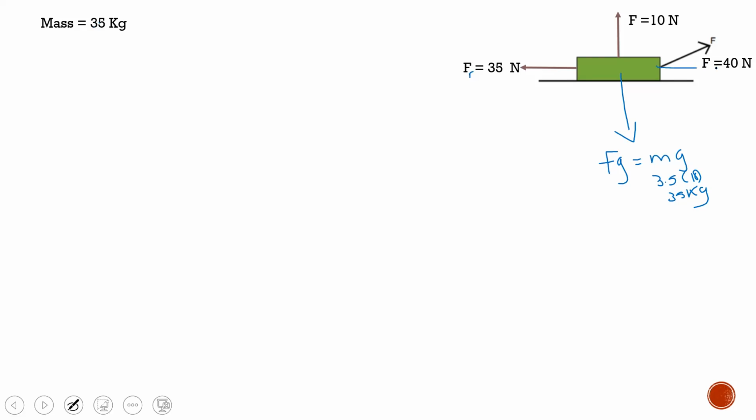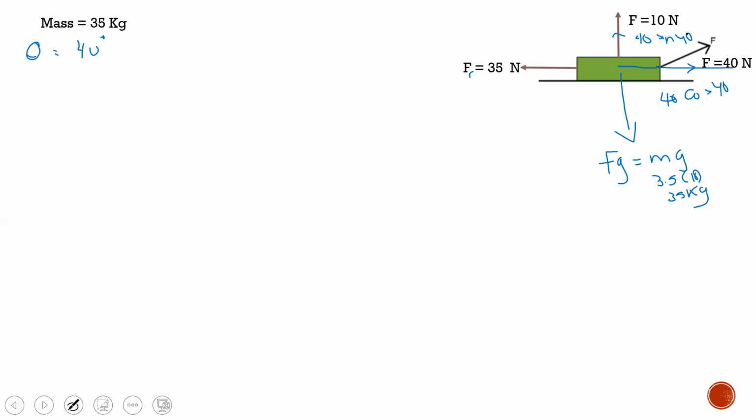So this one needs to be resolved. It is F, or 40. Let's make the angle theta, as an example. I forgot to write it. Let's make it 40 degrees. So it will be 40 cosine 40 and 40 sine 40.